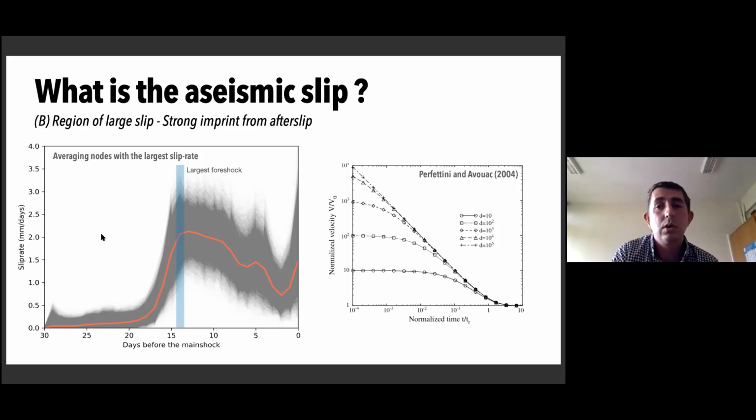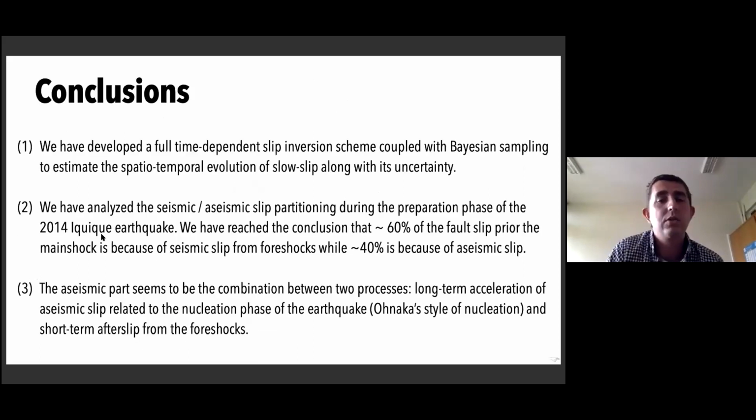So this kind of ends the talk. Just a few points of conclusion. One of the things that we have done here is develop a full time-dependent slip inversion scheme coupled with Bayesian sampling, so that we can estimate the spatiotemporal evolution of slip on the fault along with its uncertainty. We did analyze the seismic-aseismic slip partitioning during that preparation phase.